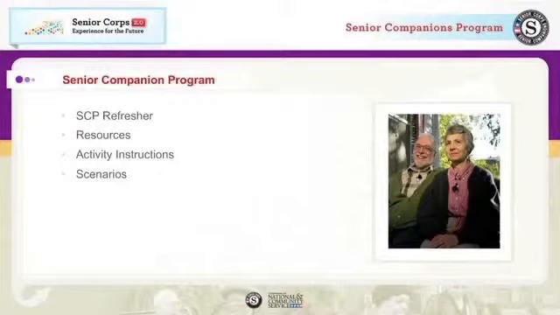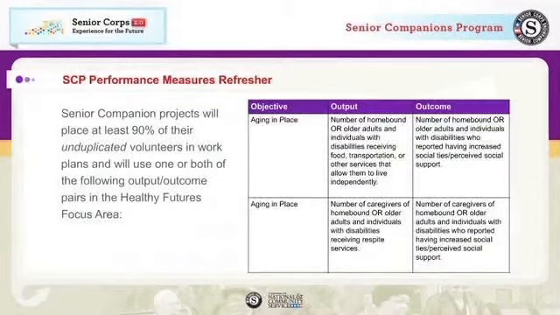What we'll start with is the vast majority, 90% of your unduplicated volunteers in your work plans, will be using these two measures here. You'll notice a few things. I'll say, first of all, that these cover pretty much everything that you likely already do, and it's pretty simple.